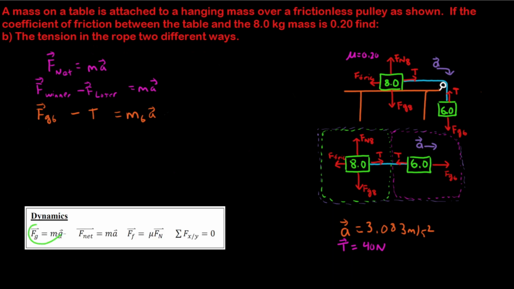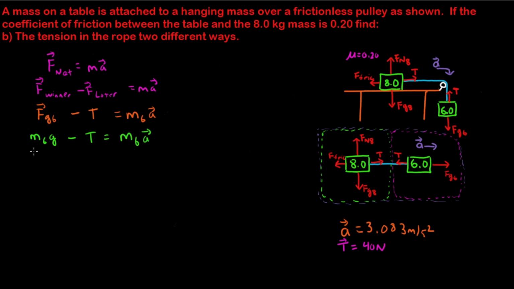Again, our Fg is equal to our mg, so we have Fg6 is equal to m6 multiplied by gravity minus the tension, and this is equal to m6 multiplied by the acceleration. Substituting our values, m6 is equal to 6.0 kilograms multiplied by gravity, 9.81 meters per second squared. Subtract our tension, and this is equal to 6 kilograms, or m6, multiplied by our acceleration that we found in part A of 3.083 meters per second squared.